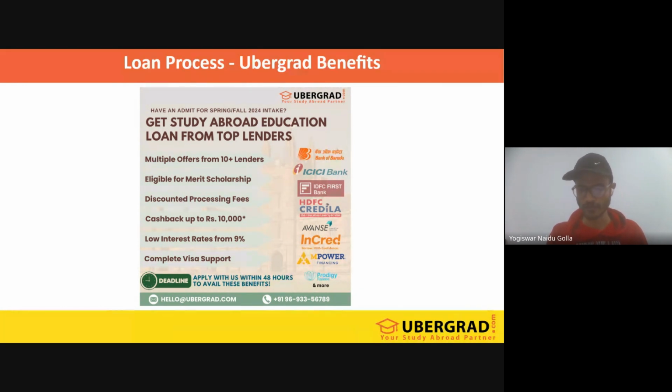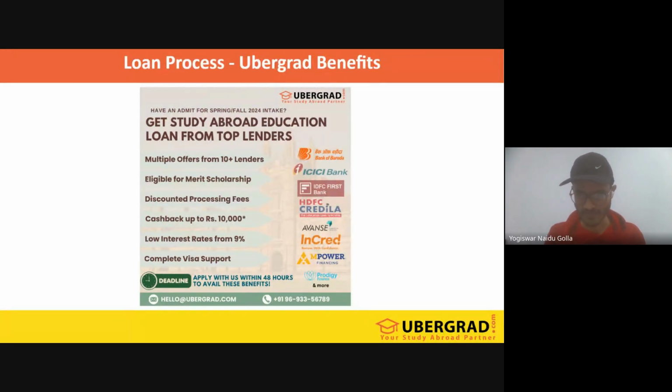We also have discounted processing fees. As we are directly partnered with the banks, we have discounted processing fees where you can claim up to 1 to 1.5%, where the processing fees will be waived off. You also have cashback up to 10,000 rupees. These cashbacks are to incentivize users for their initial expenses, where you can claim cashback of up to 5,000 or 10,000. It's a flat cashback for the successful disbursal of your loan amount.